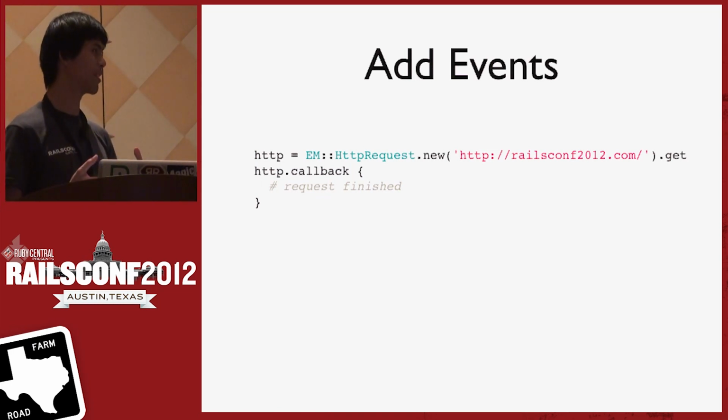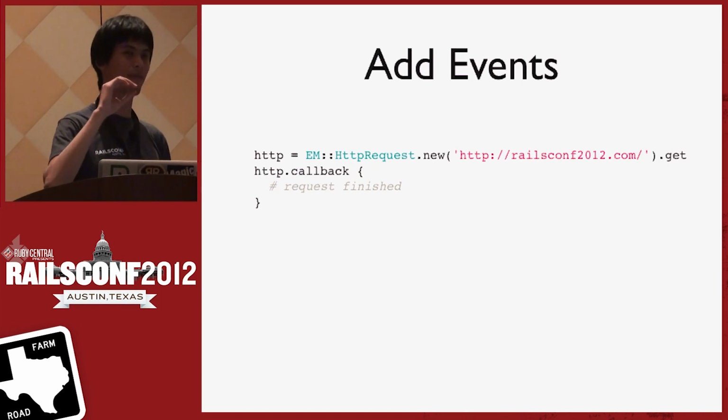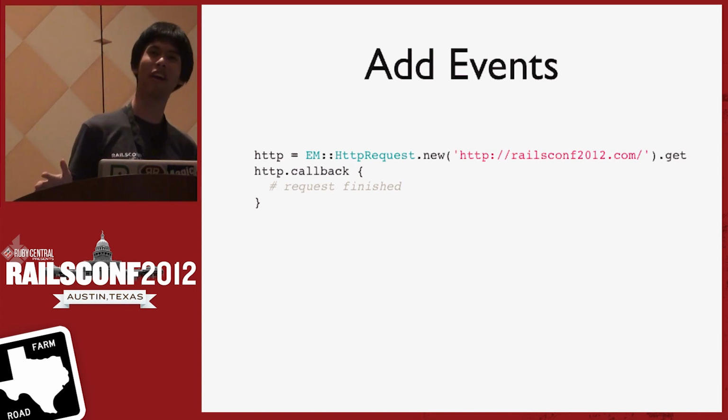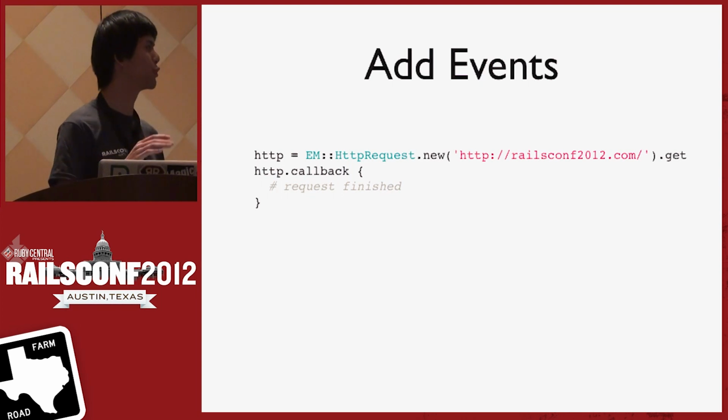So inside our reactor loop, this means that even if RailsConf2012.com takes forever to load, we've registered the callback and we've stopped caring. And the reactor is free to do any other tasks that come along.